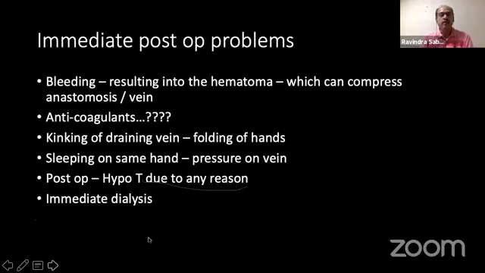Kinking of a draining vein, folding of the hands. Sometimes if you do the fistula in the forearm, and the hand is constantly pressed in the folded position, it can cause pressure. Sleeping habits: in fact, there is one publication that says sleeping habits should decide which arm is to be selected. Some people have the habit of sleeping with the head on the arm, and if that is so, that can cause pressure on the vein and result in failure. Post-operative hypertension has to be avoided. If there is any hypertension for any reason, it will cause failure. Immediate dialysis has to be avoided.